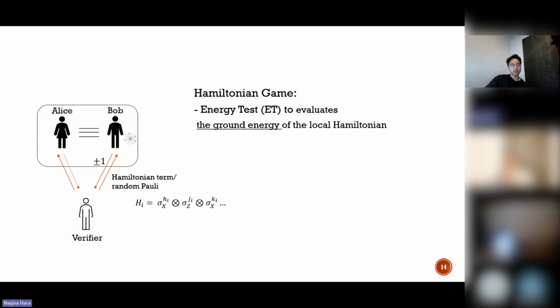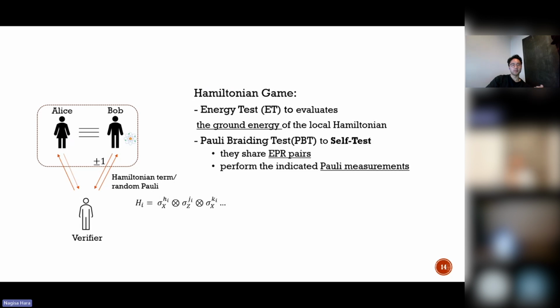But generally speaking, you don't trust the prover, even if you send them some Pauli matrix. He might not perform accordingly. So you want to employ self-testing.